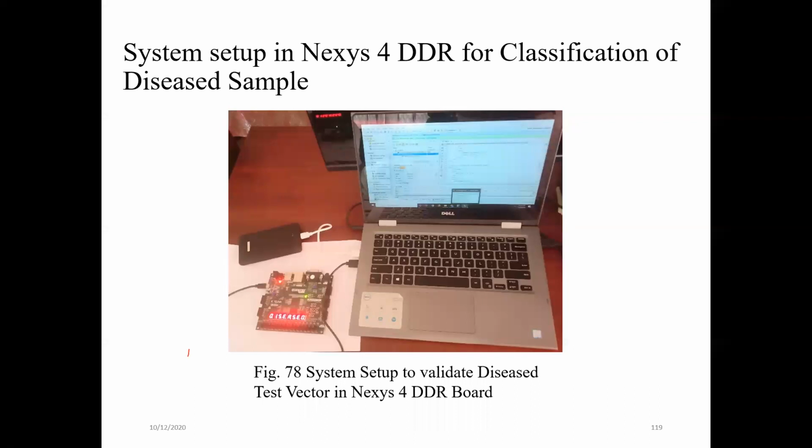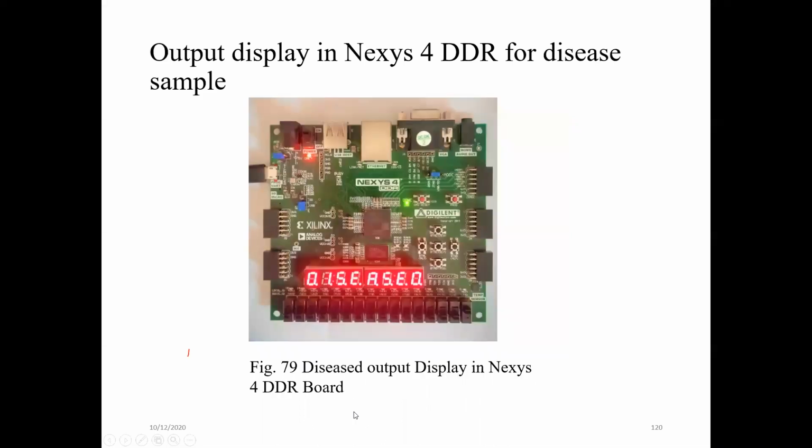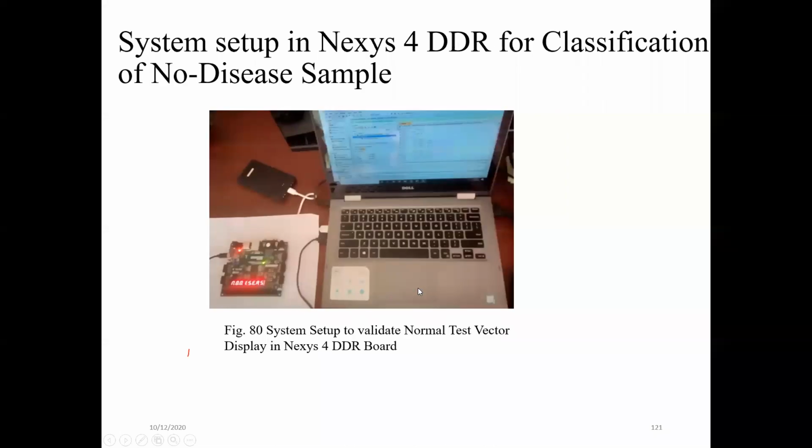Nexus 4 DDR board is there, the system is set up to validate the disease test vector in the Nexus 4 DDR board, and the output is displayed in Nexus 4 DDR for the disease sample. Disease output display in Nexus 4. So you observe this is DISEASED. Diseased is displayed here in the Nexus 4 board.